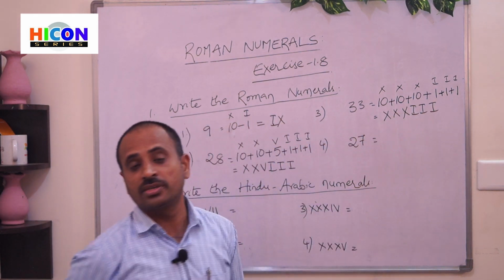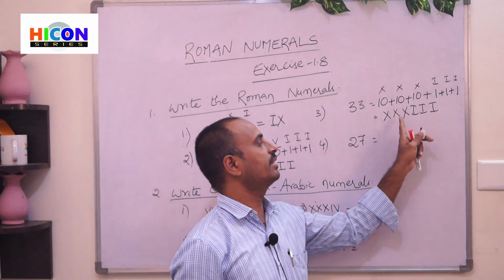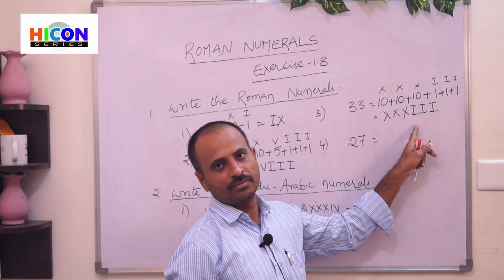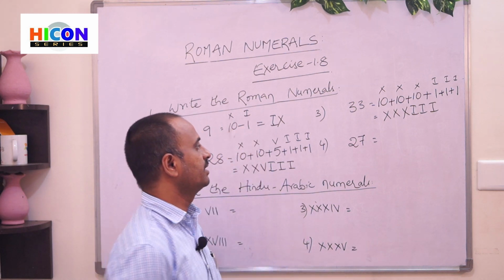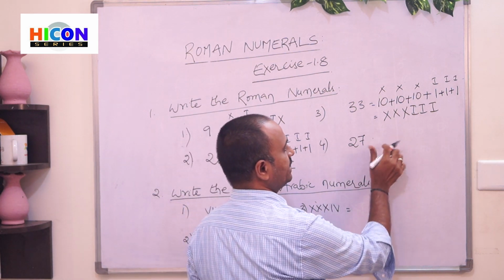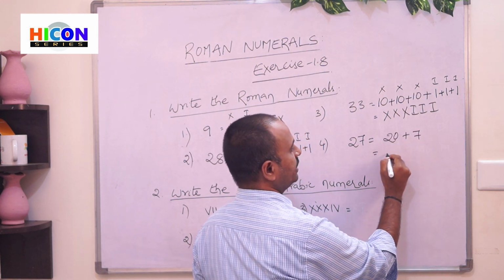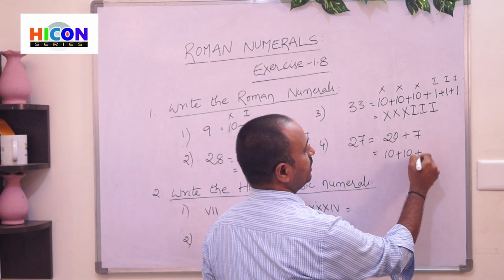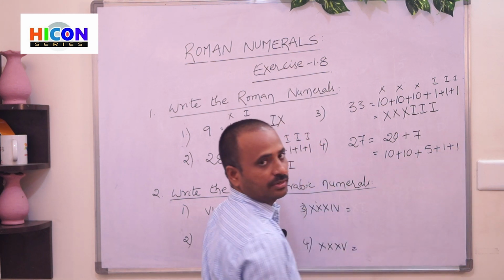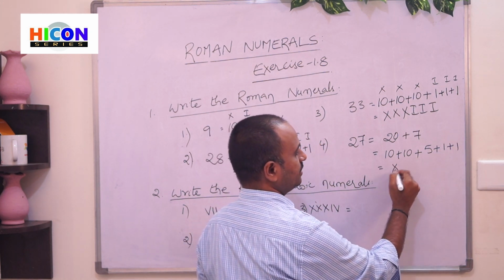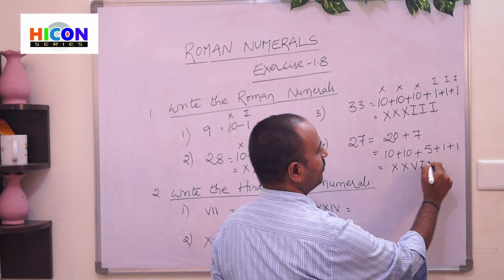So all those are additions. Additions means we have to write the smaller values on the right side. So addition means repetition, and write the smaller values on the right side of the bigger. In the same way, 27 can be written as 20 plus 7, and this 20 can be written as 10 plus 10, and 7 can be split into 5 plus 2. That means 5 plus 1 plus 1. So here 10 means X, 10 means X, 5 means V, 1 means I, and 1 means I.